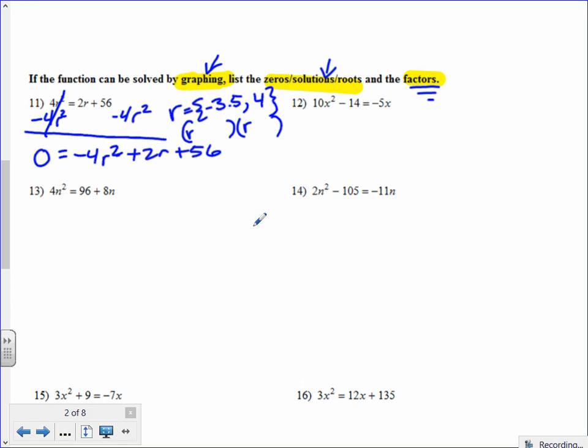So notice the relationship here. To get the factor, I take the answer and do what to the sign? Flip it. So if the answer is positive, then the factor is negative. If the answer was negative, then the factor should be positive. So we can apply that rule now and just say r plus 3.5. And our other factor would be r minus 4. Not bad, not bad, not bad.